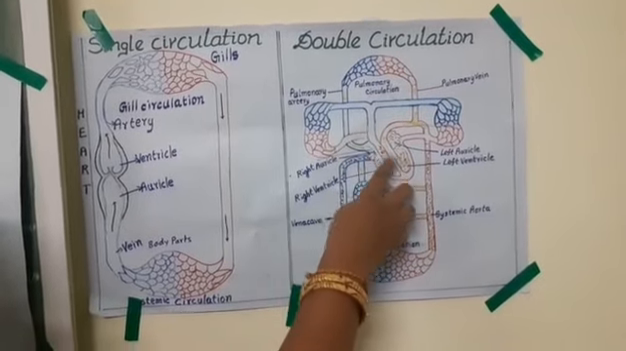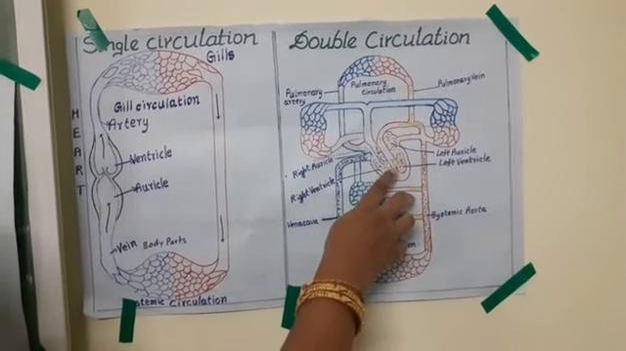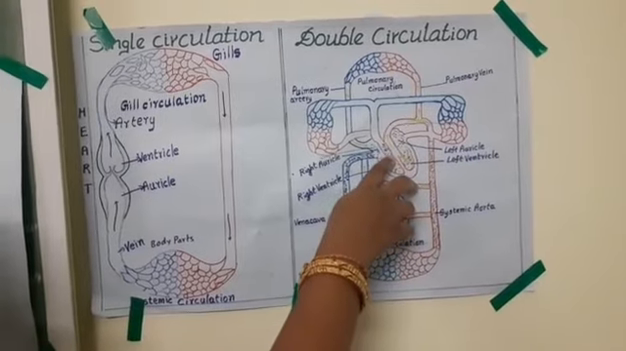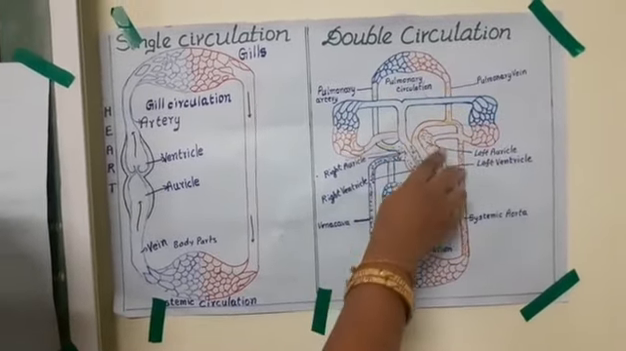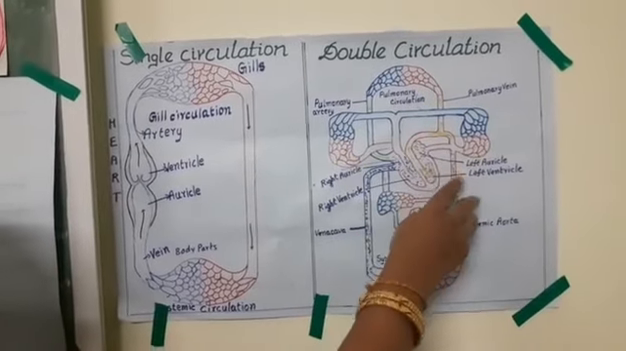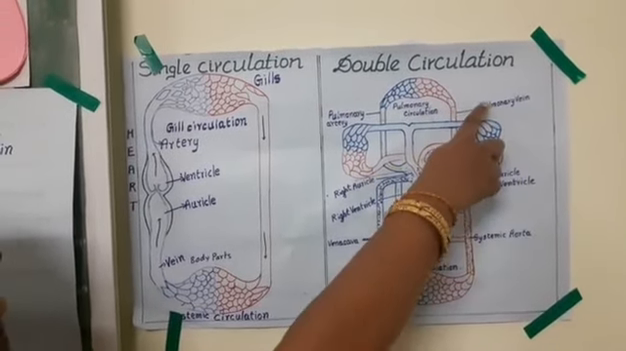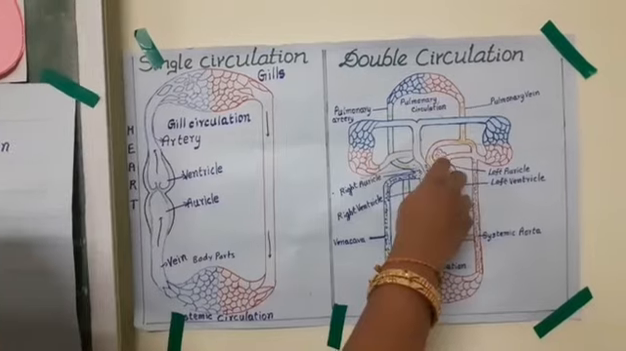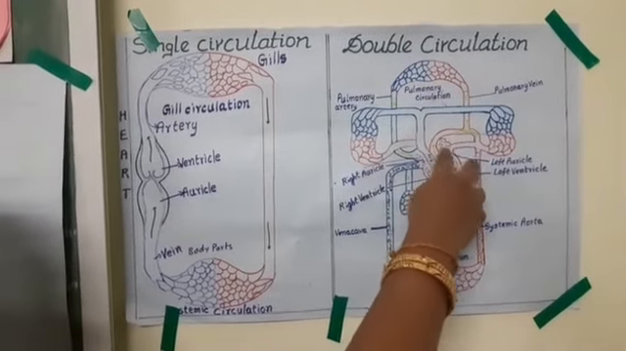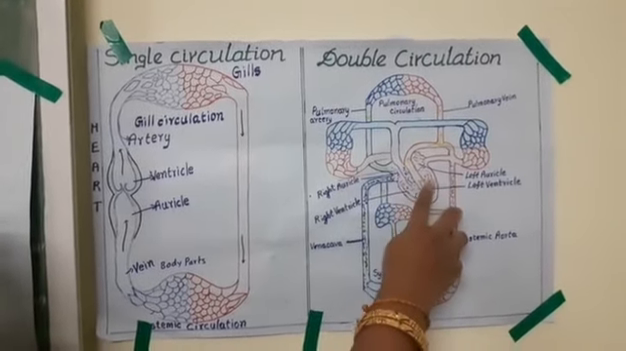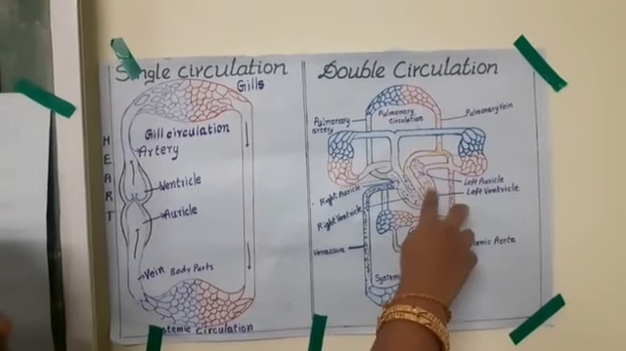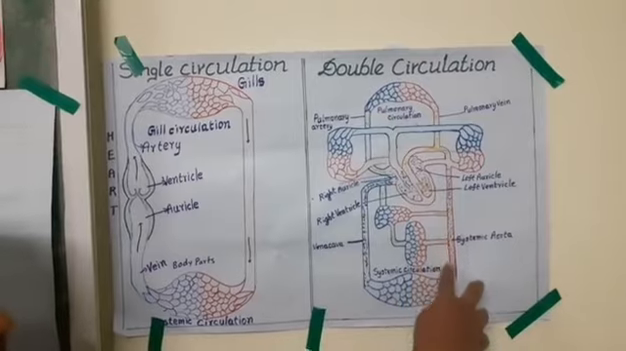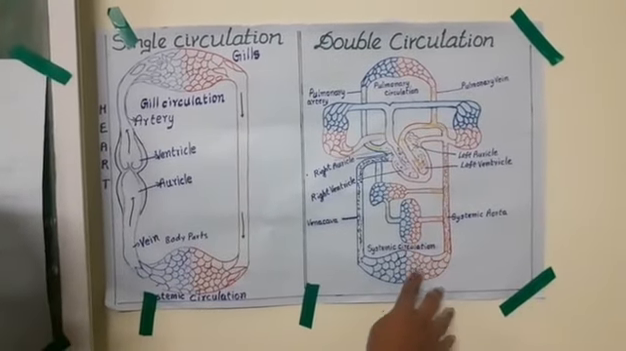From the right auricle, it goes to the right ventricle. From the right ventricle, through the pulmonary artery, it goes to the lungs. In the lungs, the blood gets purified. That purified blood is taken by the pulmonary vein and opens into the left auricle. From the left auricle, it comes to the left ventricle. From the left ventricle, it goes to the body parts through the largest artery, that is the systemic aorta. From the systemic aorta to the body parts.